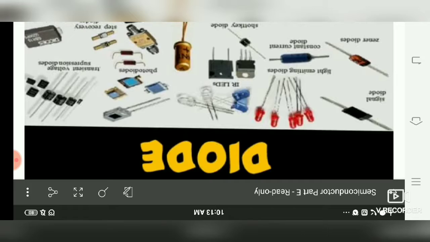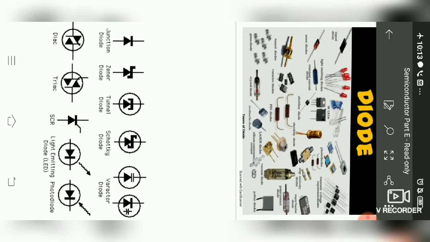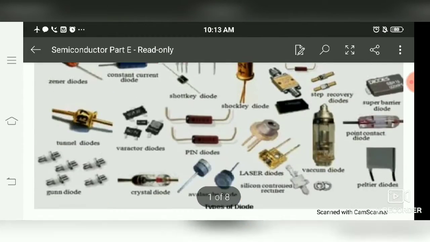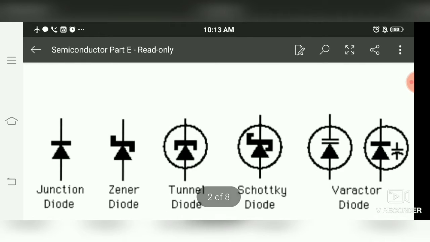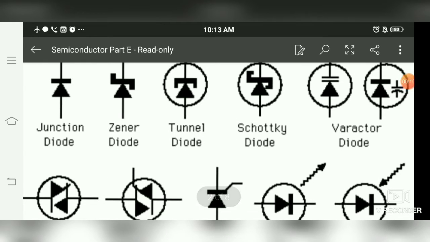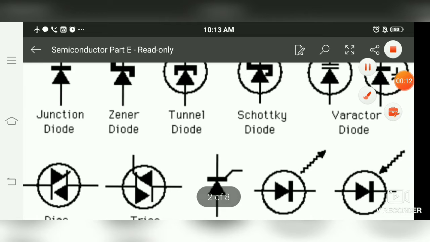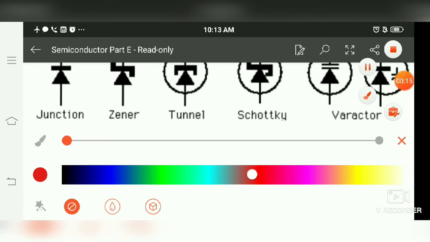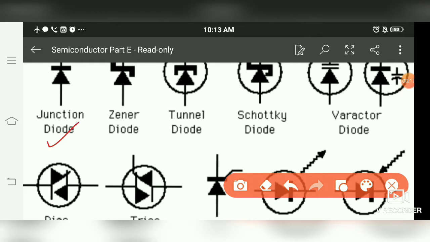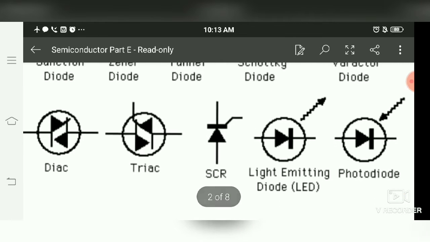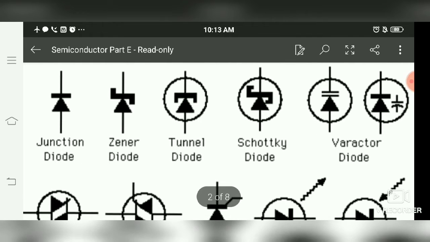In this video, we will learn about different types of diodes, especially those which are in the syllabus. There are numerous diodes, but only a few are in our syllabus: the junction diode, Zener diode, photodiode, and LED. So we will discuss these 4 diodes: LED, photodiode, Zener and junction diode.